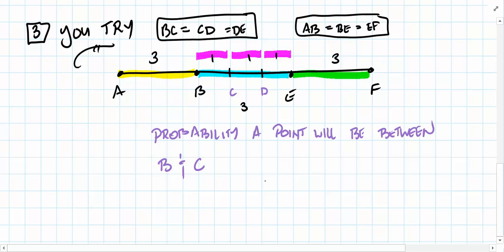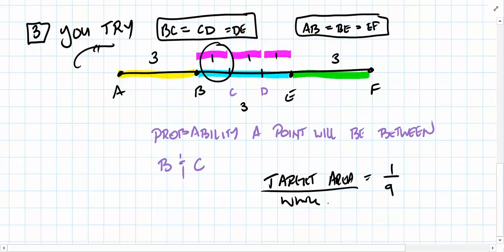Your target area in this case was 1, because we're going from B to C, so we're talking about this spot right here. 1 divided by the entire area, which is 3 plus 3 plus 3, which is 9. So that as a percent is 11.111%. Is that what you guys got?